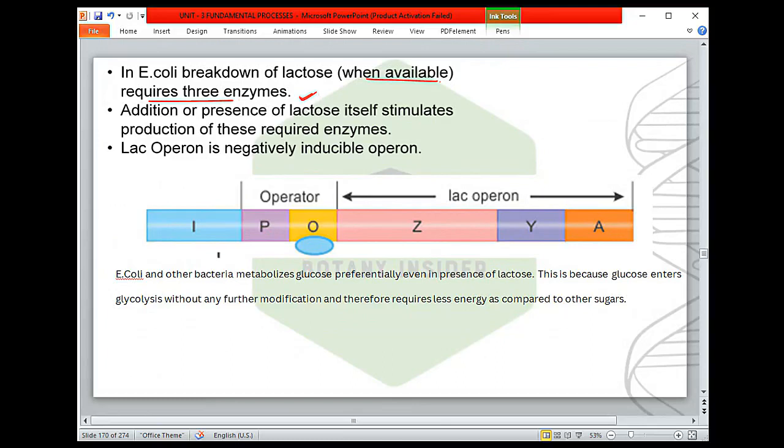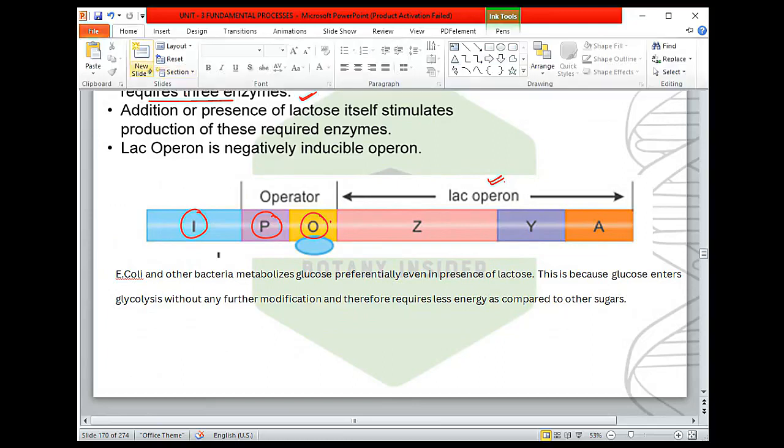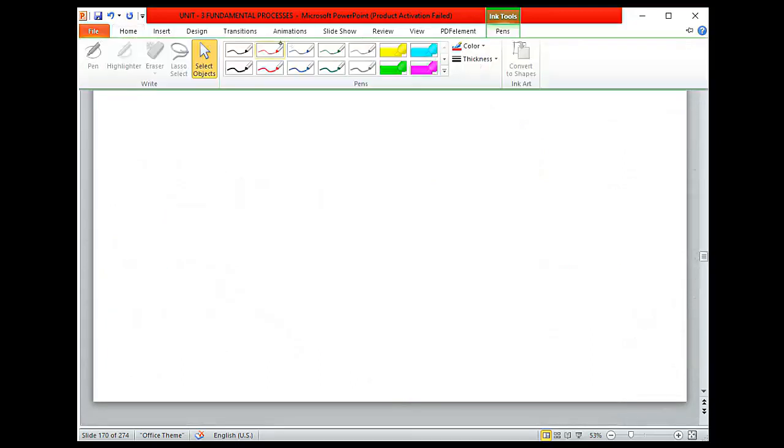Which are the three genes? Now, look into the diagram, everyone. This is your inducer, this is your promoter, this is your operator, right? And this is your lac operon's main structural genes. First is your Z, then is your Y, and then is your A. Okay, Z, Y, and A. You have to remember this sequence as well. Let's understand all the three genes.